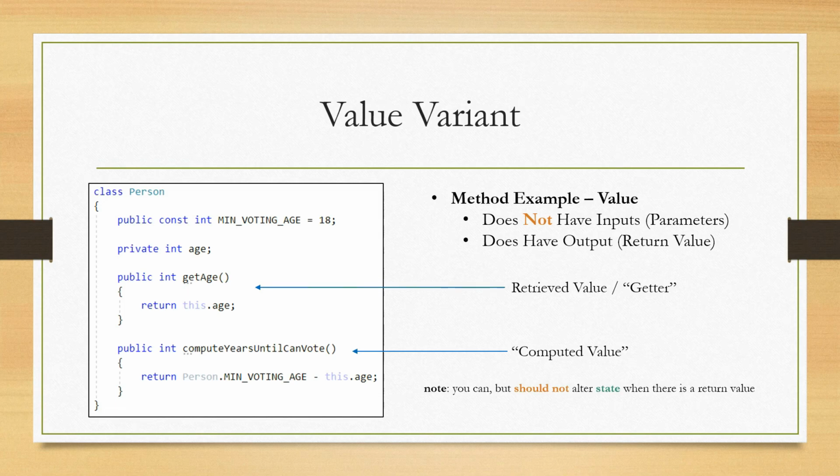So what else have I said over here? Note, you can but should not alter the state when there is a return value. I said this before, actually, earlier, but let me say it again just to pound it home. The programming language is not going to stop you from doing dumb things. So in the method getAge, where I'm just saying, hey, tell me what your age is, I could write a line of code right above return this.age that also says this.age equals 99. That's not going to get me the person's age. Every time I call it, it's going to change the person's age to 99 and then promptly return me back the number 99.